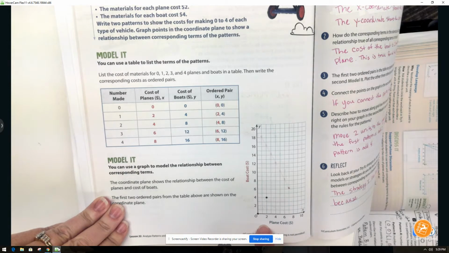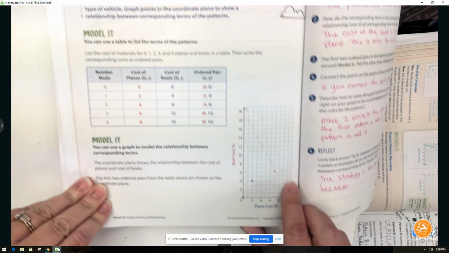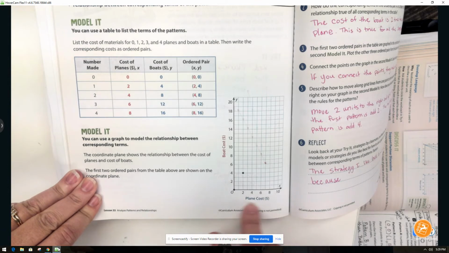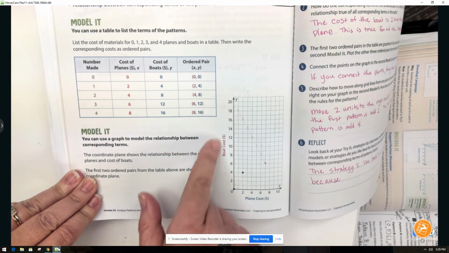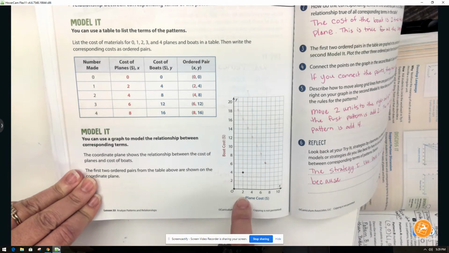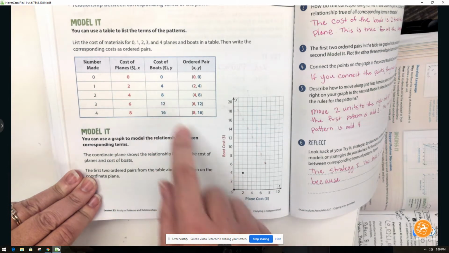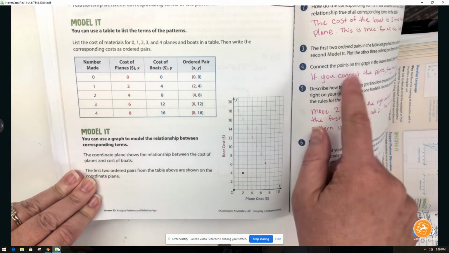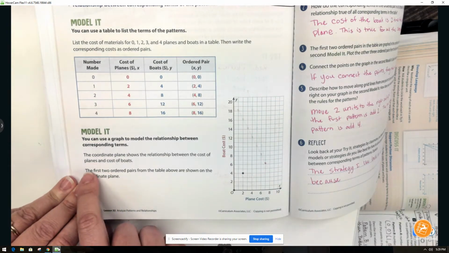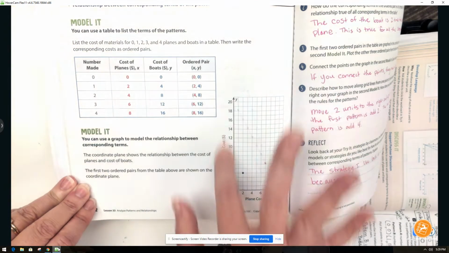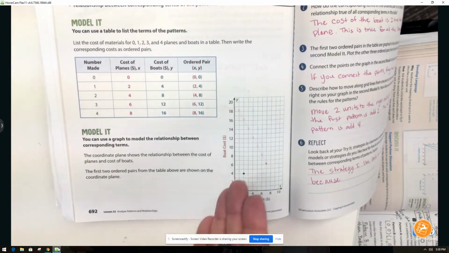And on this graph, instead of doing it like we did, where we put the boats and the planes here and the cost here, they're comparing the cost of the planes to the cost of the boats. So when a plane costs $2, a boat costs $4. When a plane costs $4, a boat costs $8. And we're going to actually continue that in just a moment. So this is just a different way to graph it, and it gives the same information, but maybe it might make a little bit more sense to graph it this way to you.